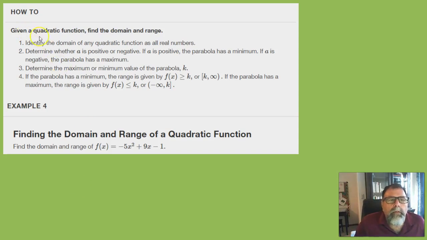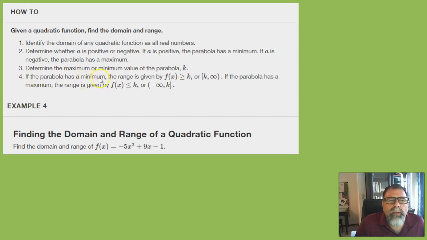Okay, so given a quadratic function, find the domain and range. So identify the domain of any quadratic function as all real numbers. Unless something weird's going on, it's typically going to be all real numbers for the domain. Determine whether a is positive or negative. If a is positive, the parabola has a minimum, and if a is negative, the parabola has a maximum. Then determine the max or min value, k.